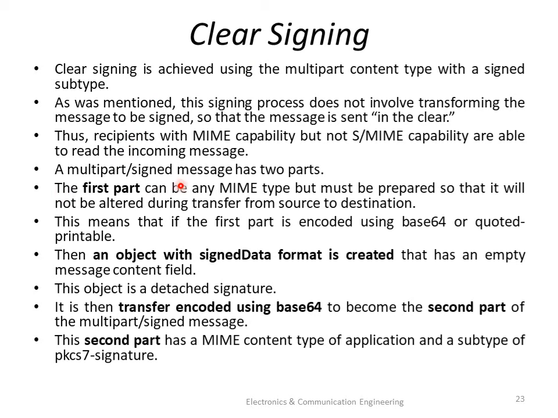A multipart signed message has two parts. The first part can be any MIME type but must be prepared so that it will not be altered during the transfer from source to destination. This means that if the first part is encoded using base64 or quoted-printable, then an object with a signed data format is created that has an empty message content field. This object is a detached signature. It is then transfer encoded using base64 to become the second part of the multipart signed message.